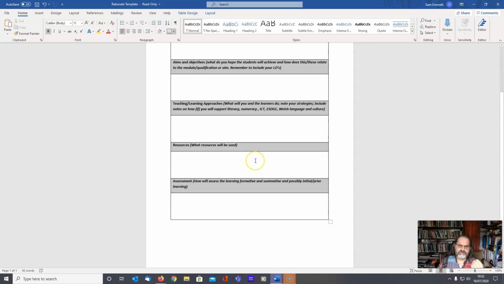Okay, resources. What resources will be used? The important thing to note is that the resources are there to support and enhance the learning. Resources that aren't doing those are not aligning to anything, and therefore should probably not be used. Okay, assessment, the bridge between learning and understanding. How will you assess learning? Look at the formative, summative and possibly initial or prior learning assessments that you will do in your session.